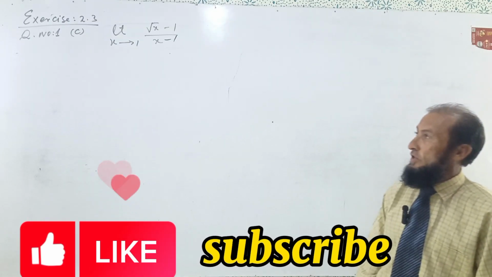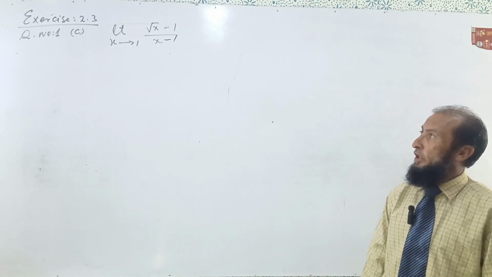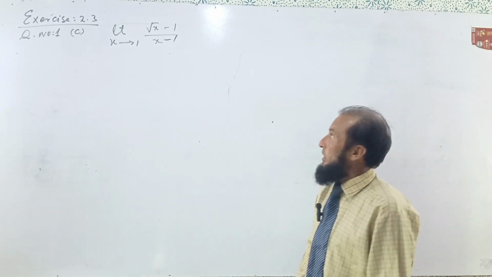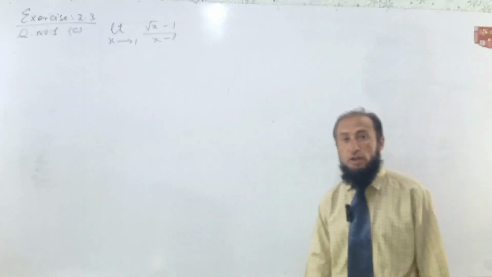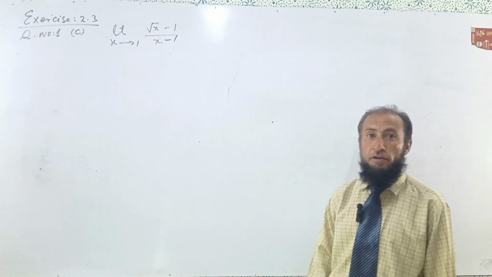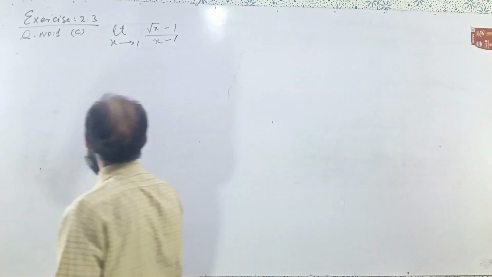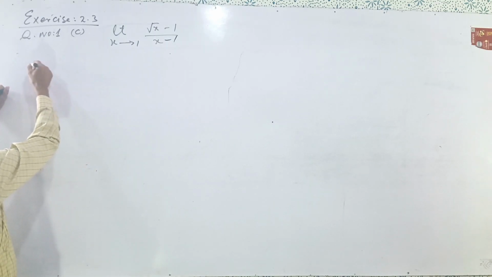Today we will discuss, or try to solve, exercise 2.3 question number 1: limit x tends to 1, (square root of x minus 1) divided by (x minus 1). We have already discussed some rules of the limits in the previous video. Let's start to solve question number 1 part C.